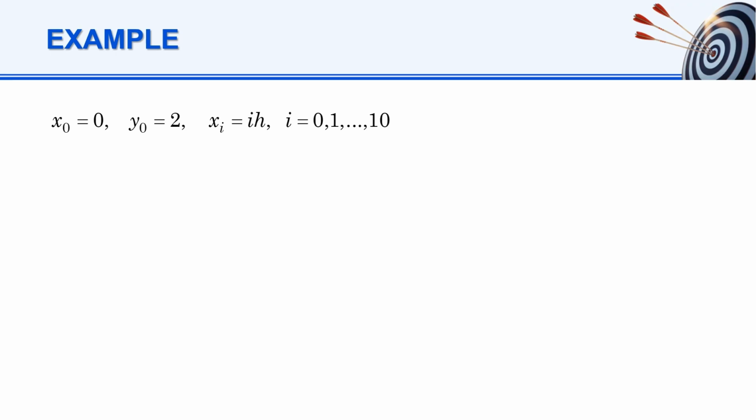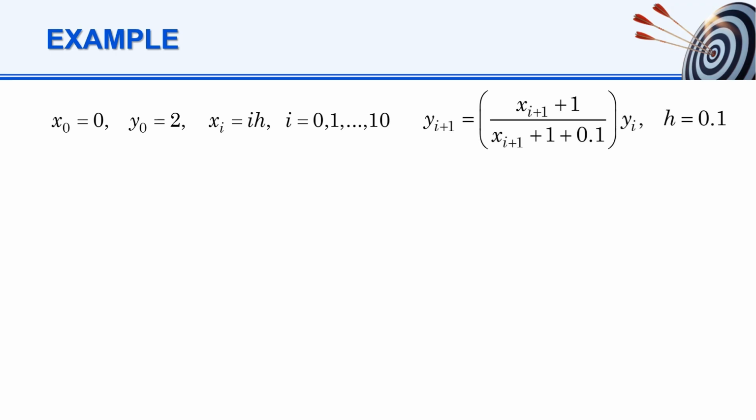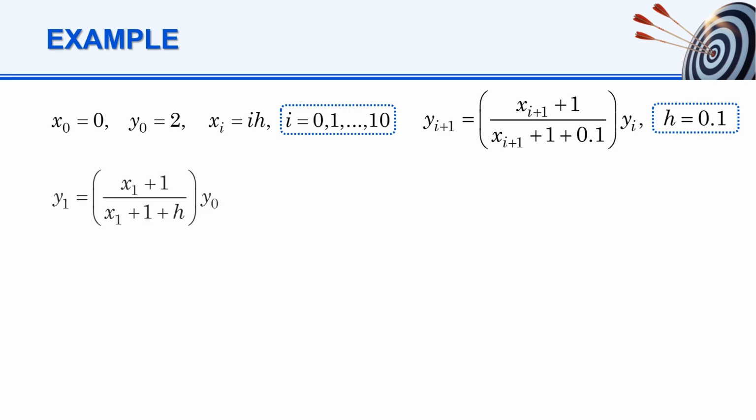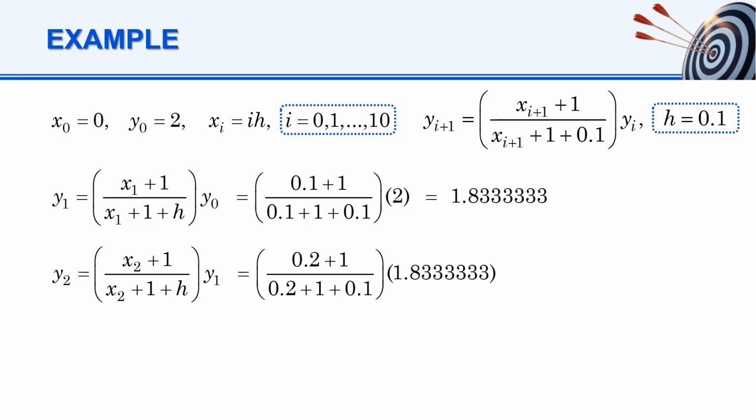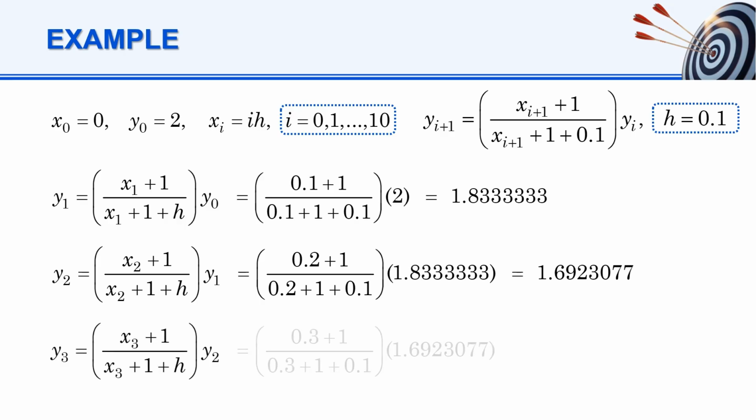For h equals 0.1, the abscissas run from i equals 0 to 10, and the numerical estimate for the current step is obtained as a recursive expression. Evaluating y_1 gives 1.8333333. Using this value and evaluating y_2 gives 1.6923077. Likewise, using the computed value of y_2 and evaluating y_3 gives 1.5714286.